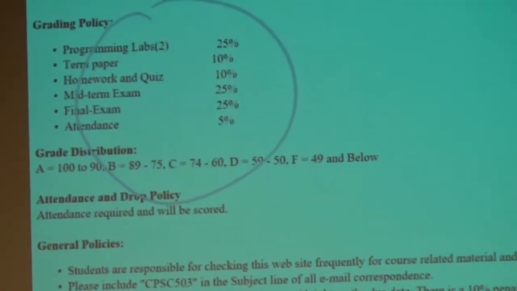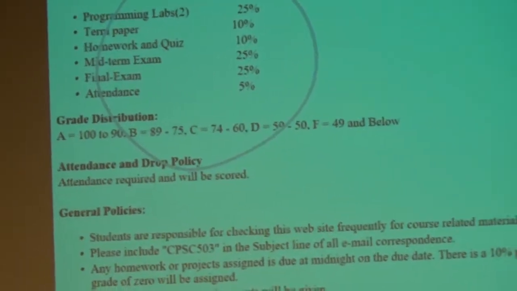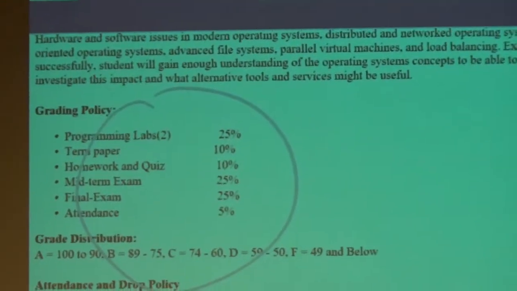So usually I focus on a B or B plus around 70. But here, B is 89 to 75. So don't pay too much attention to this grading policy.